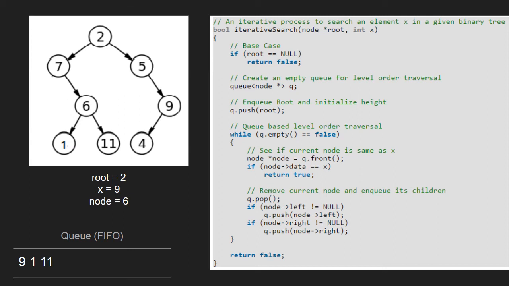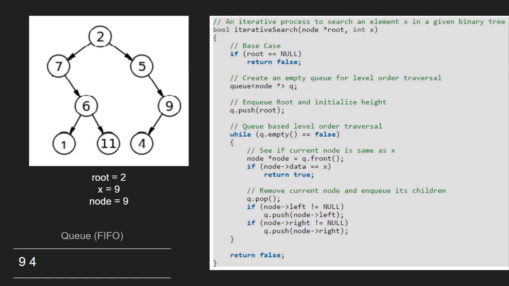Now, node will point to 9. We check if node's data is equal to x. Since 9 is equal to 9, the if condition is satisfied and we have found key 9 in this tree. So, we return true.